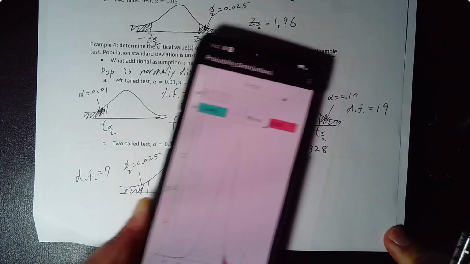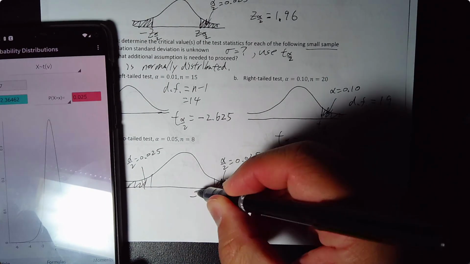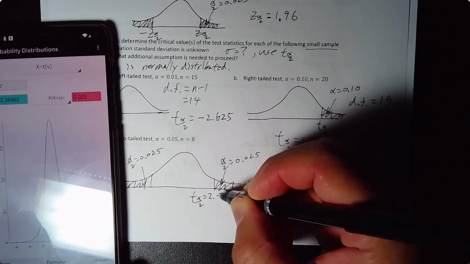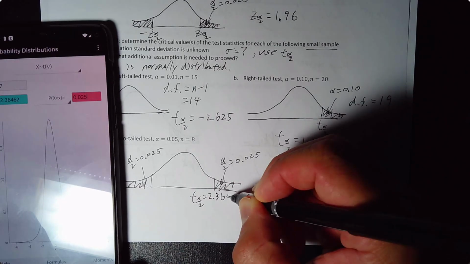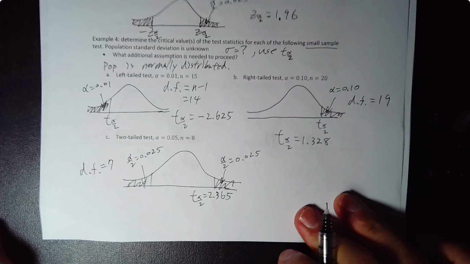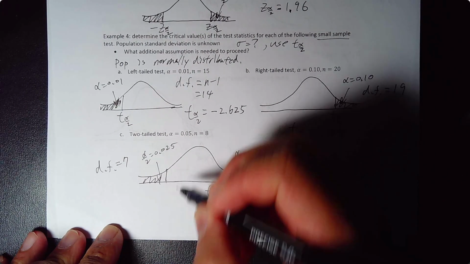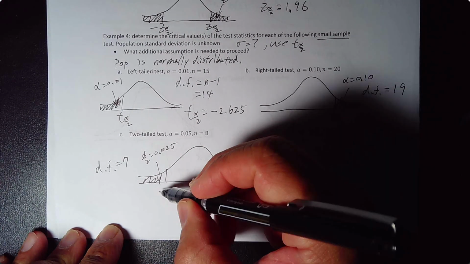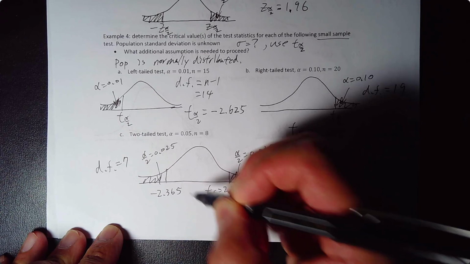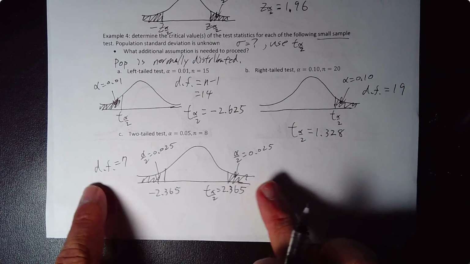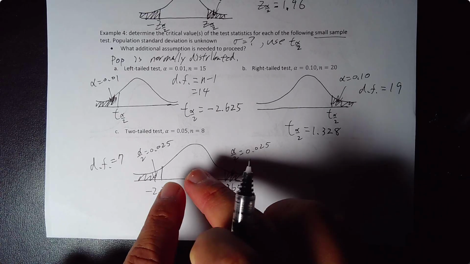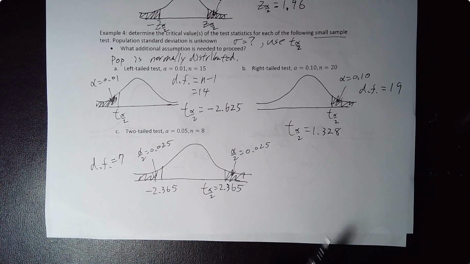2.365. So that means my critical value is 2.365 right there. Okay, so that means the negative side is negative 2.365. So those are my critical values. Again, the rejection region is on the outside, and if the test statistic is within that, then we will accept the null hypothesis.